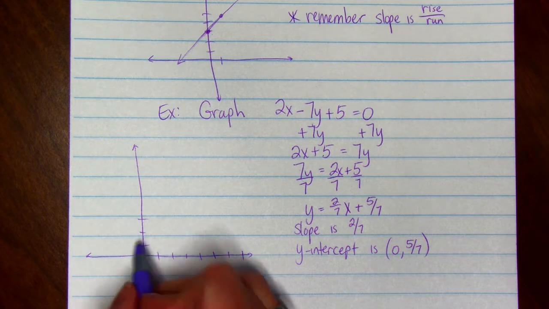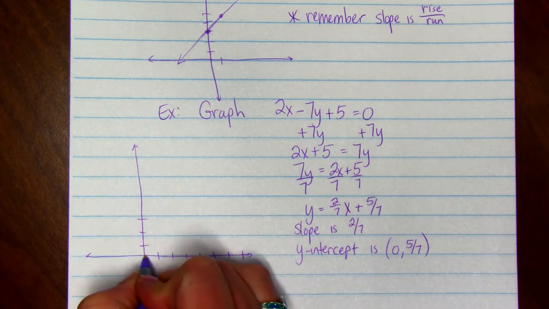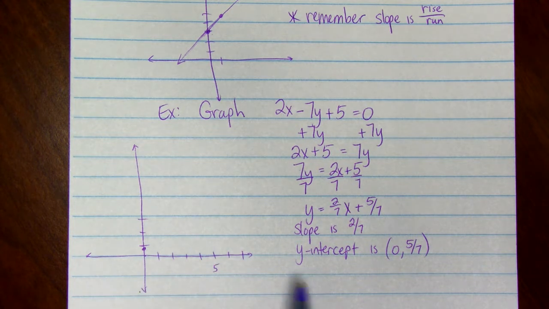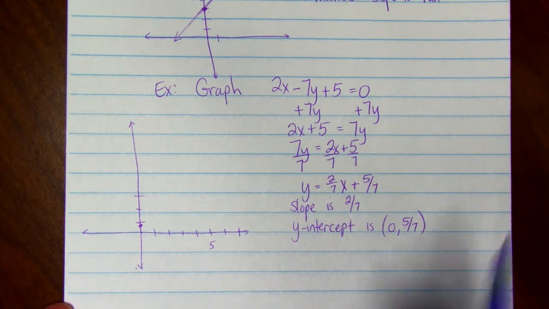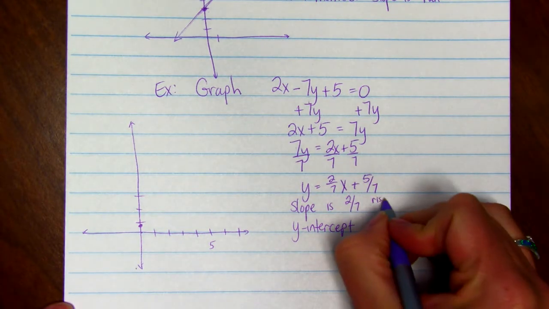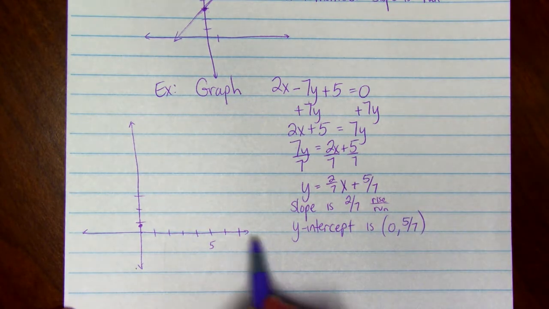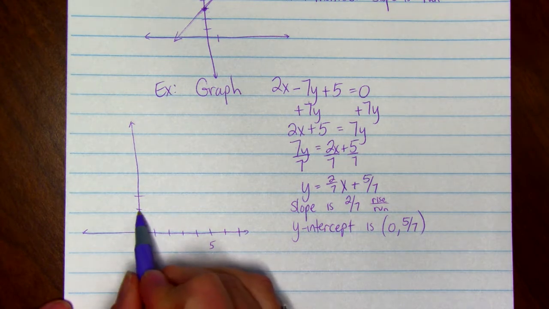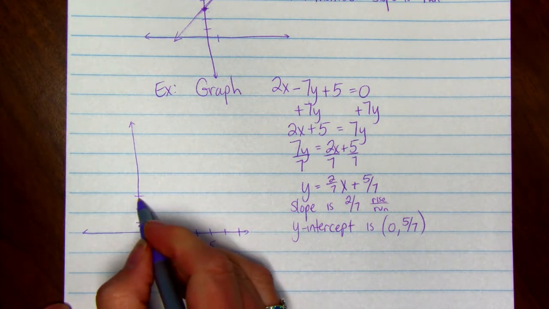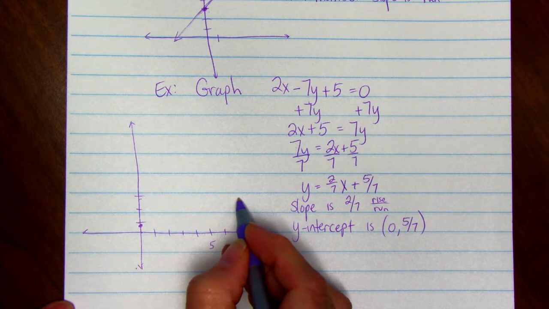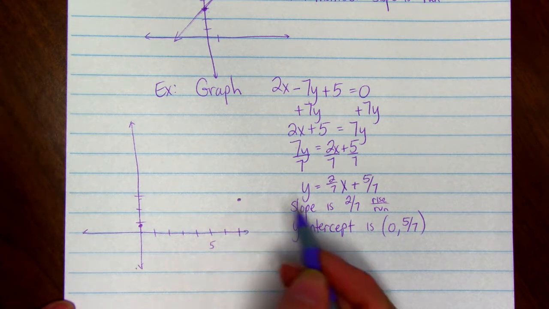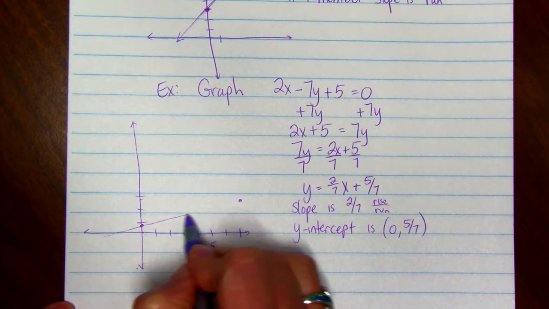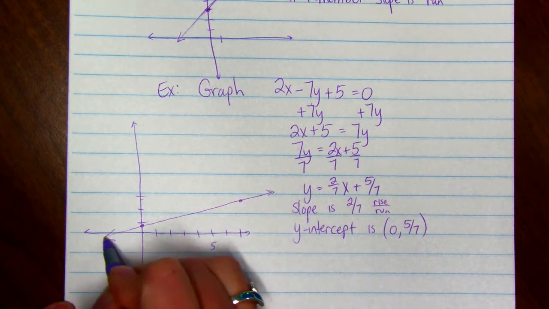So when we go to 5/7, that's, let's see, 3.5/7 will be halfway, so it's a little bit more than halfway. Then we're going to rise 2 and run 7. So just remember the 2, we rise, and then we run 7. So I did 7 here. We're going to go 1, 2. So we're just below 3 and go over 7. And then we can just draw a straight line through there and put arrows on the end.